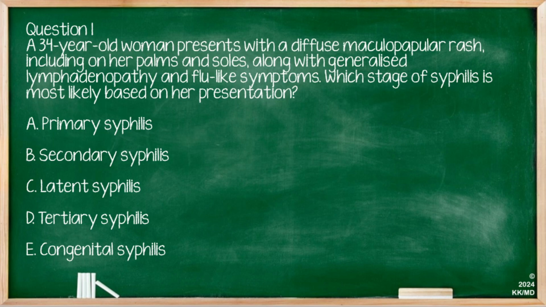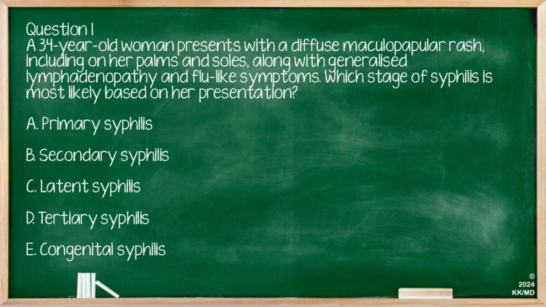Let's do some questions. Question 1 is a 34-year-old woman presents with a diffuse maculopapular rash, including on her palms and soles, along with generalized lymphadenopathy and flu-like symptoms. Which stage of syphilis is most likely based on her presentation? So this is giving you a diagnosis already that this is syphilis, but they're asking you to categorize what stage she's exactly at. A. Primary syphilis, B. Secondary syphilis, C. Latent syphilis, D. Tertiary syphilis, E. Congenital syphilis.